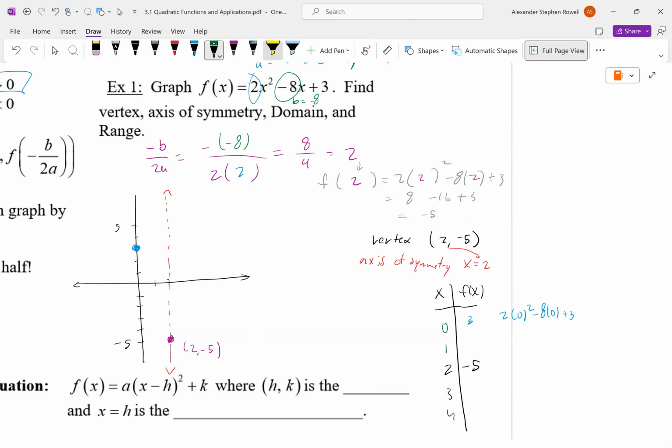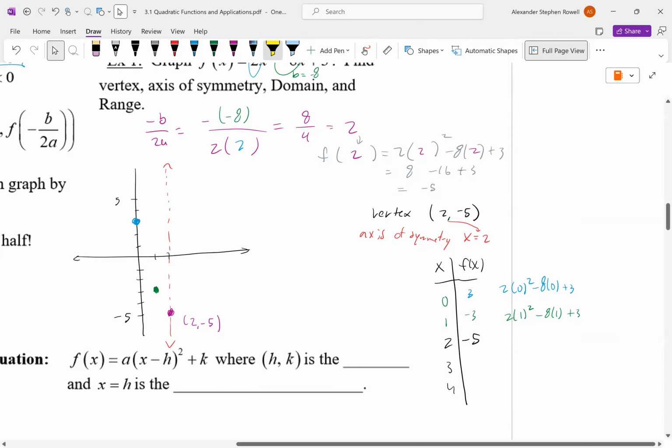And plugging in a number like 1, I would get 2 times 1 squared is 2, minus 8 times 1, 2 minus 8, negative 6 plus 3 is negative 3. 1, negative 3 is here. So I know that my points will look the same on the other side. This is 1 away from the axis of symmetry, so I have a point here corresponding to 3, negative 3. This is 2 away, so on the other side I have something symmetric. 2 away on the other side, 4, 3.